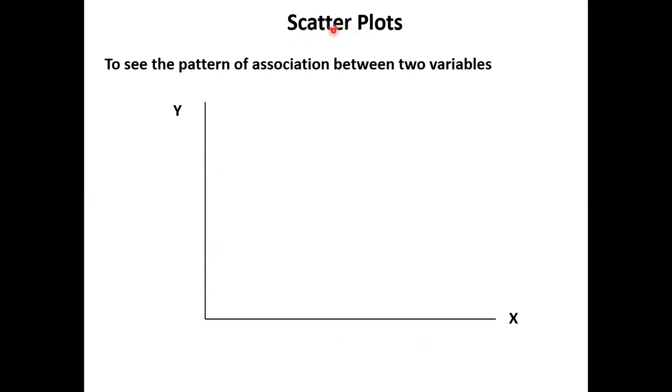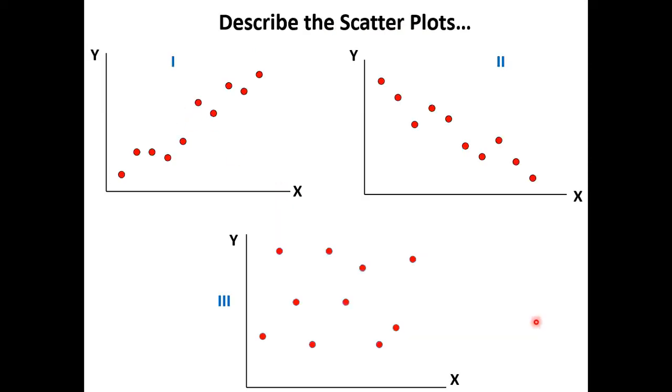So, scatter plot: you want to see the pattern between the two variables. Right? So now we have the pattern, which can be like number one. How to describe this? The higher the value on x, the higher the value on y. So you say positive. Right. This will be negative: the higher the value on x, the lower the value on y. So negative pattern. This is positive.